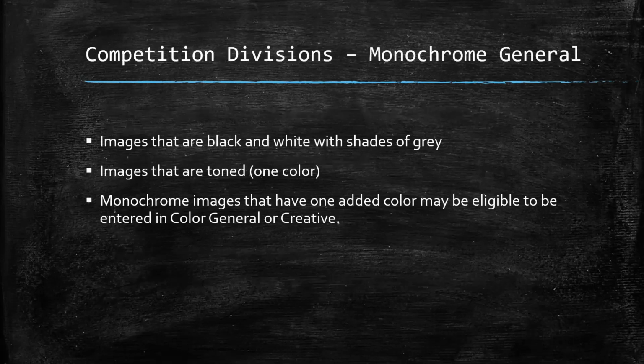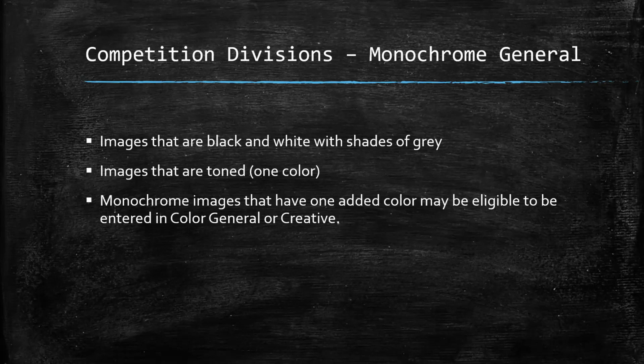So there are 4 divisions that we're going to go over. Monochrome is one, general, creative, which is the altered reality, color general, and nature. So we're going to go over those and tell you what the rules are for entering into monthly and GDCCC competitions.